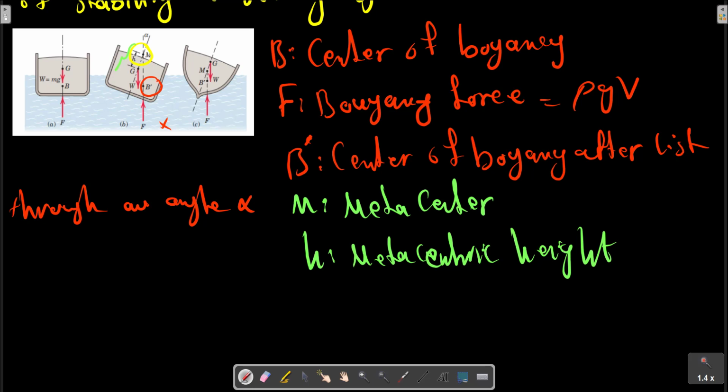For a given hull shape, the metacentric height remains practically constant for angles of heel up to about 20 degrees. When M is above G as shown, there is a righting moment which tends to bring the ship back to its upright position.